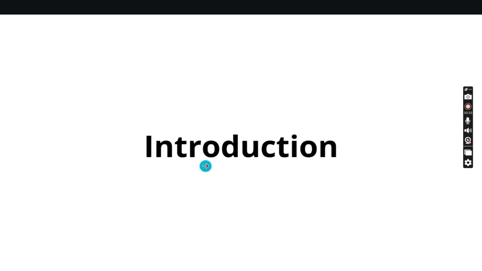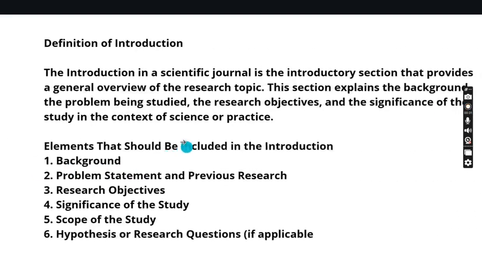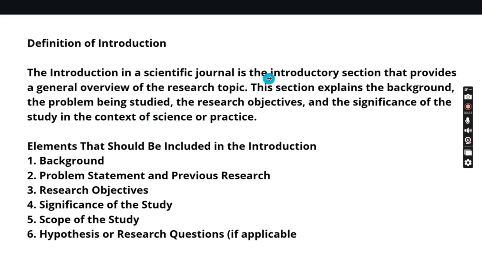So the first thing that must be included in journal structure is introduction. What is introduction? So introduction in a scientific journal provides a general overview of the research topic. This section explains the background, the problem being studied, and the research objective. So these are the things that must be included in the introduction.